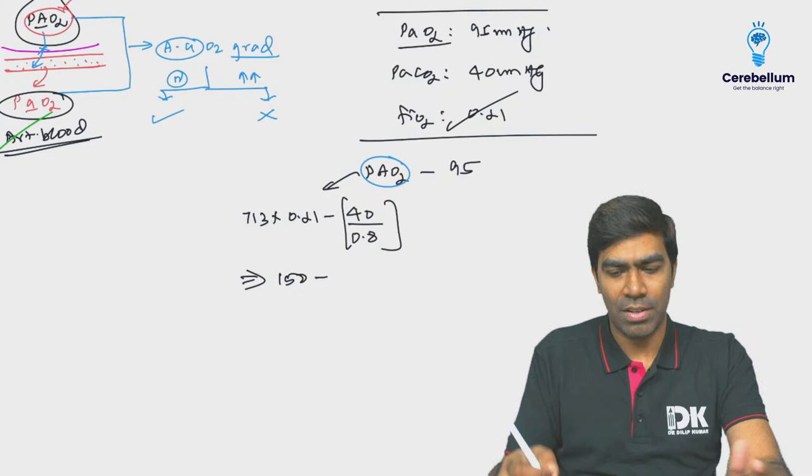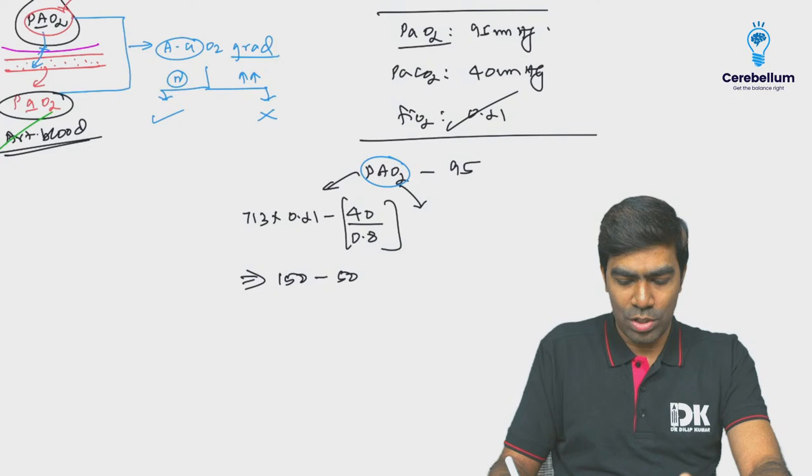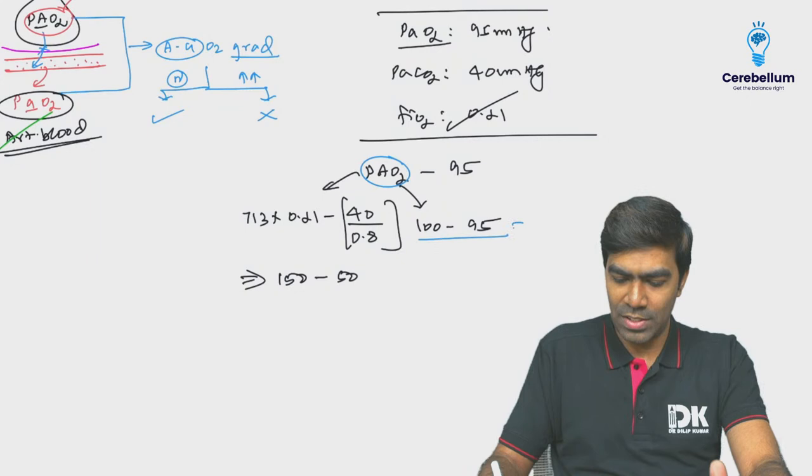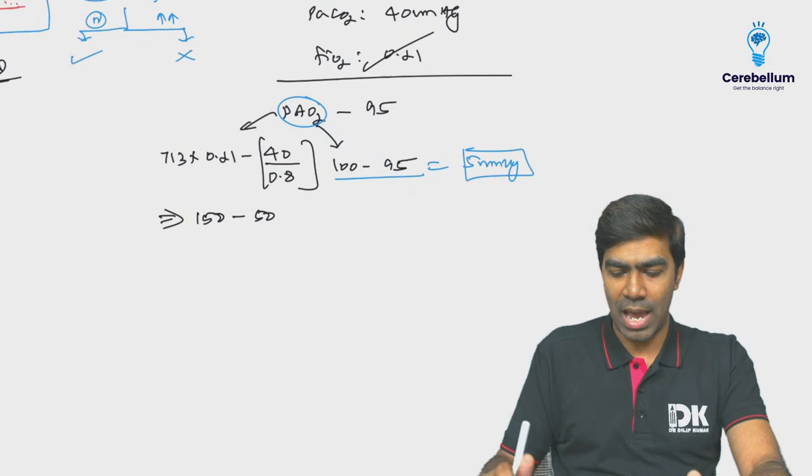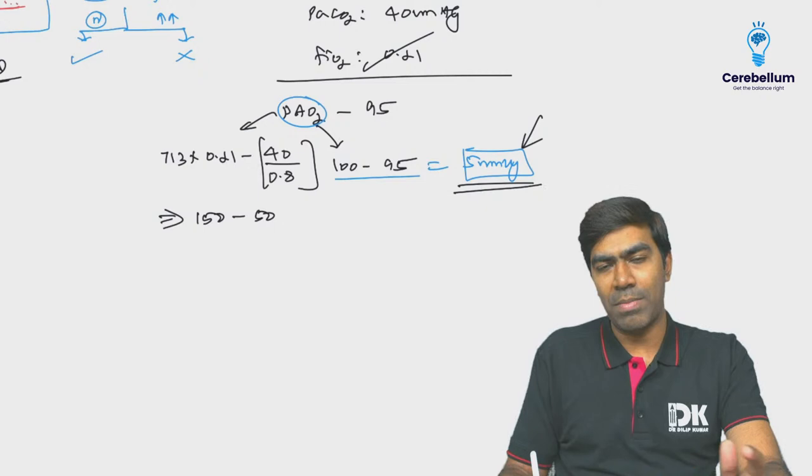So the capital PAO2 also you found out. It is 100 minus 95. So what is 100 minus 95? It is 5. So the A-a gradient is 5 millimeters of mercury. Which is normal or abnormal? It is absolutely normal. An A-a gradient of 5 millimeters of mercury is absolutely normal.